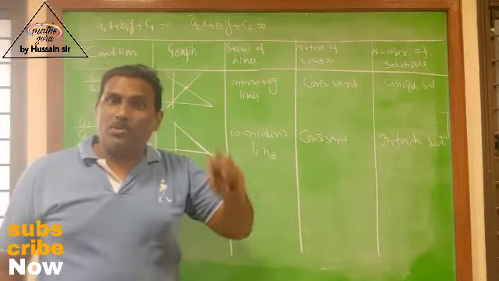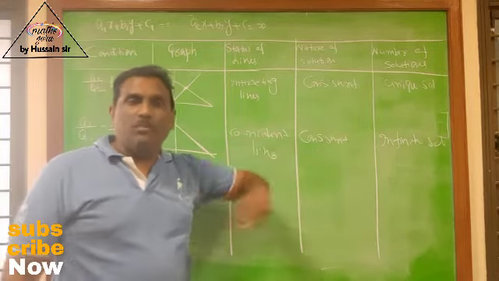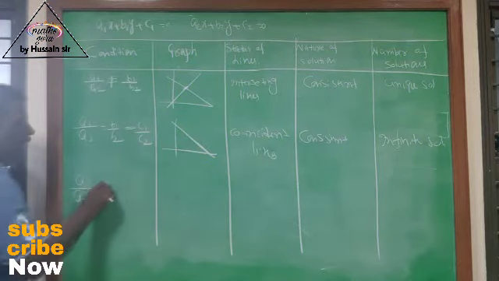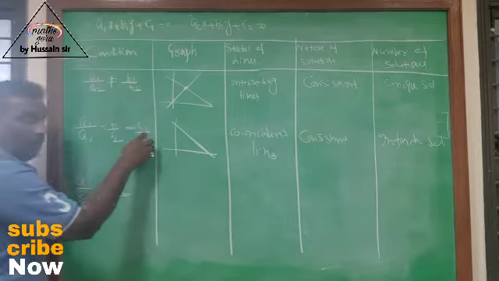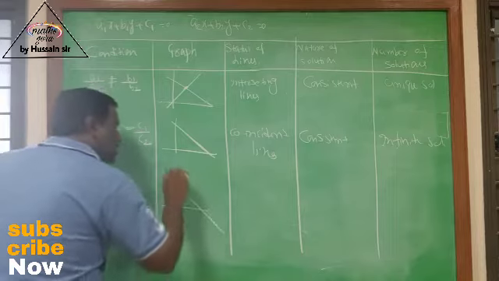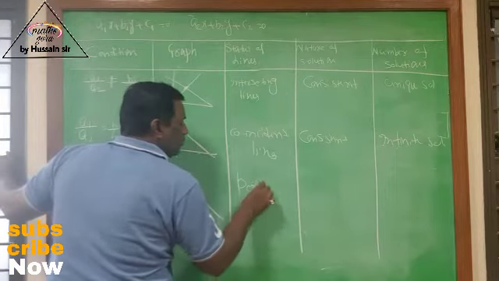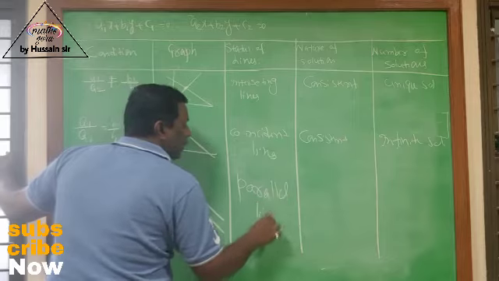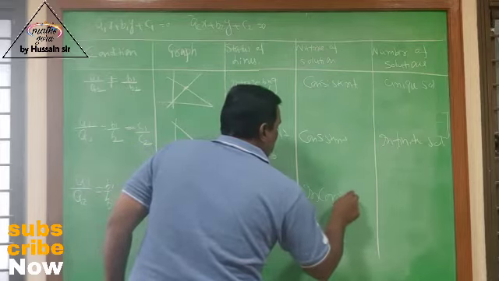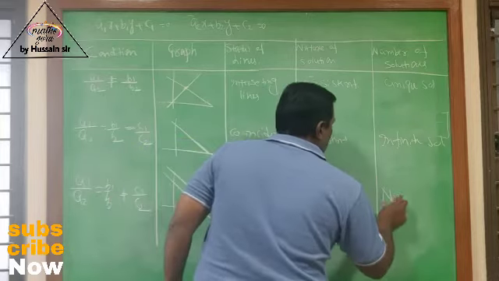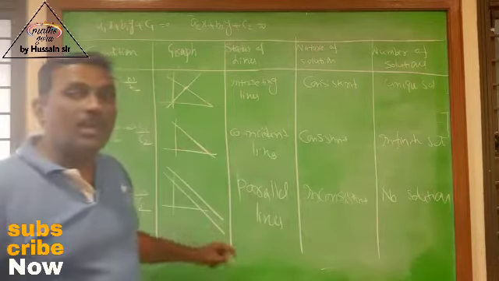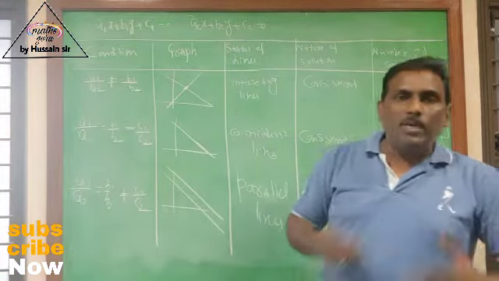Whether a unique or infinite solution exists, they are called consistent. If there is no solution, we call them inconsistent equations. So a1 by a2 is equal to b1 by b2. Here we have seen it equal to c1 by c2. Now if it is not equal to c1 by c2, then the lines will be parallel to each other. Parallel lines are called inconsistent because there will be no solution, because they are not meeting anywhere. So no common point means no solution.